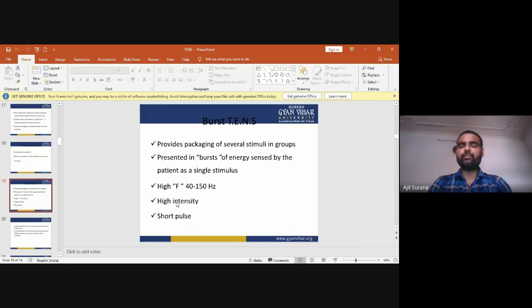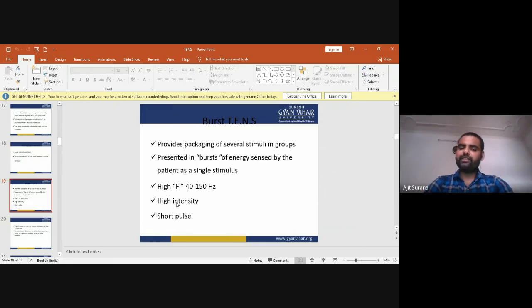Burst TENS mainly provides the packing of several stimuli in groups, presented in bursts of energy sensed by the patient as a single stimulus.